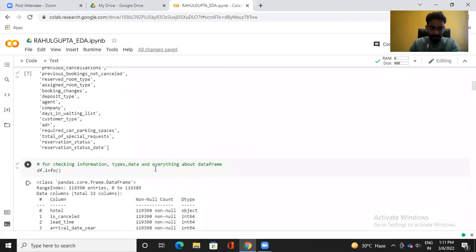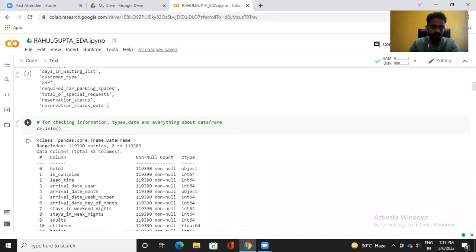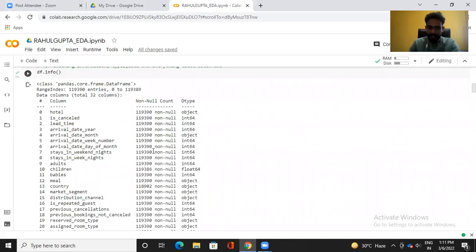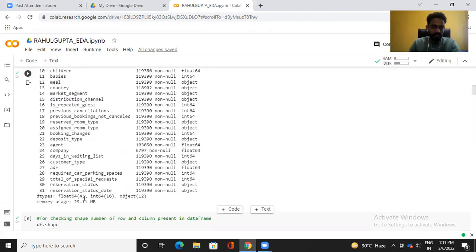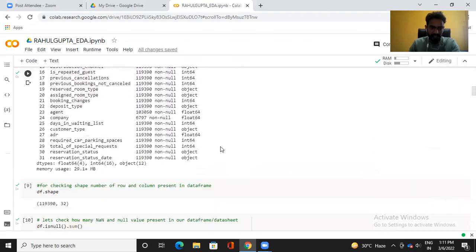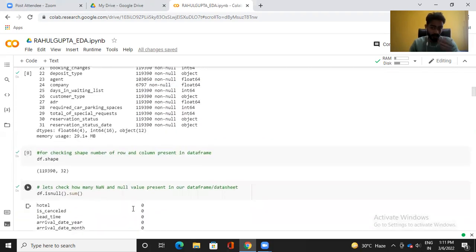Then I got some information from the info command, like what type of data is there, what the columns are, their indexes, and the memory size. After that, through df.shape, I saw that a total of 1,19,390 rows are there in our data set, and 32 columns are present. So from here our main project started.